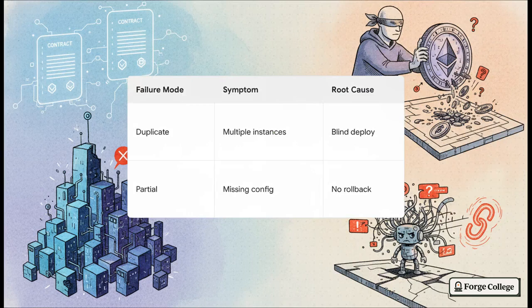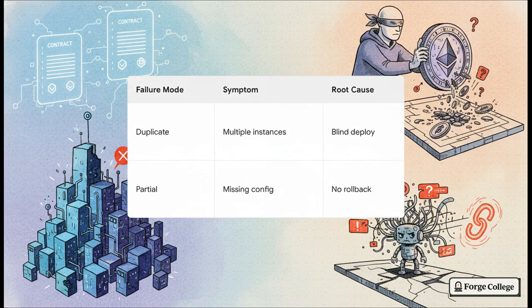Let's identify the true villains of your deployment process here. Looking at the first row, we've got the duplicate deployment. The symptom? Well, you end up with multiple contract instances on-chain when you only expected one. The root cause here is blindly deploying without checking the current state. And the real-world pain? You're paying Ethereum gas fees twice, which, let's face it, is a surefire way to drain your project's treasury and your will to live.